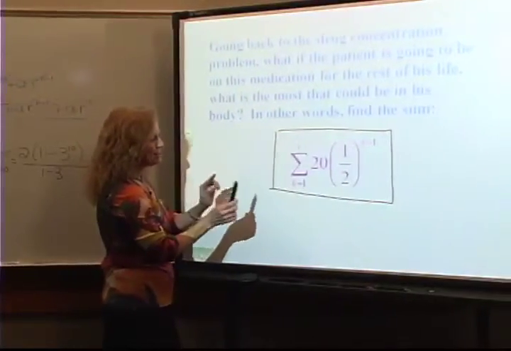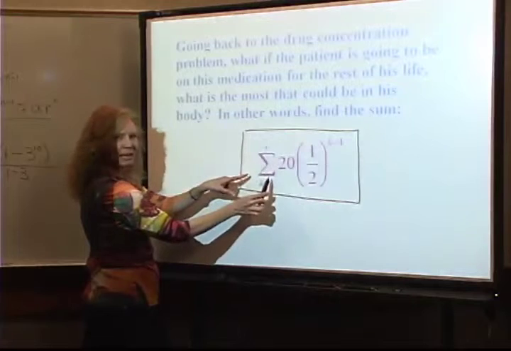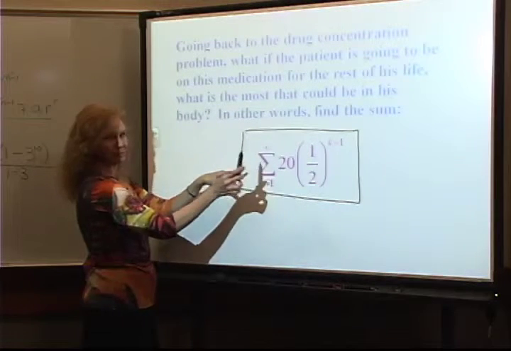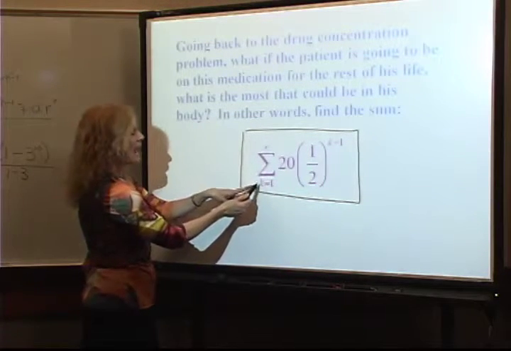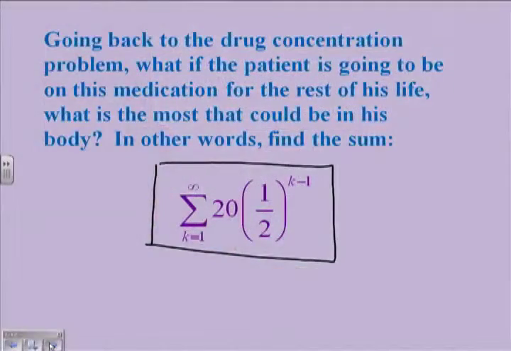Let's take this very slowly. What does the sigma mean? Sum. And what is this k equals 1 on the bottom? That's where your k starts. And this infinity sign on the top, that's where it ends. So let's start writing out some of the terms.